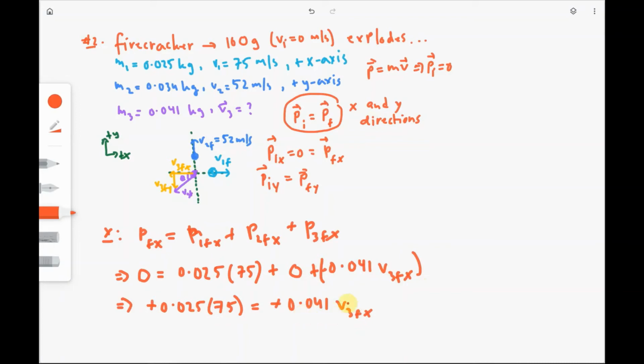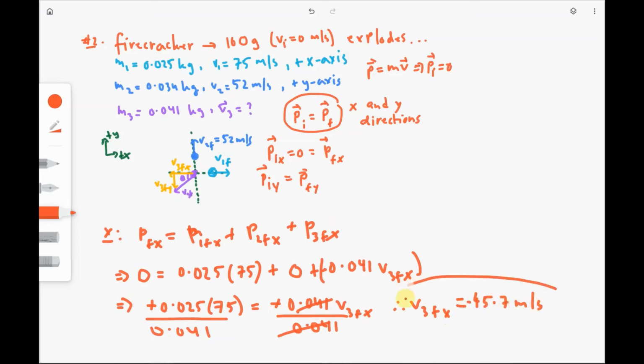If you want to find V3Fx, divide both sides by 0.041 so that these go away. And on this side you have divided by 0.041. This leads us to a final velocity for the third part in the x direction to be, the speed is negative 45.7 meters per second. So this is the x component of the final velocity of the third part. So 1/2 of the problem is done.